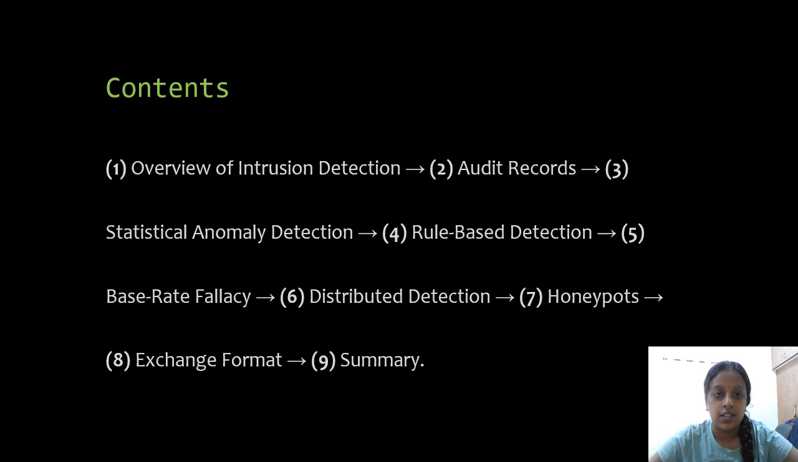So, in this session, we'll go through what intrusion detection means, that is, the overview of intrusion detection, how it uses audit records as input, the main detection methods, which is statistical anomaly detection and rule based detection, challenges faced in intrusion detection, such as false alarms or base rate fallacy, advanced ideas like distributed detection systems, honeypots, exchange format, and finally, the summary of the overall intrusion detection.